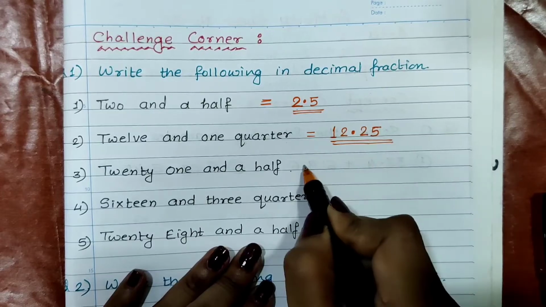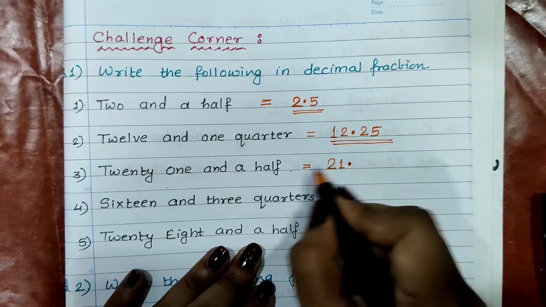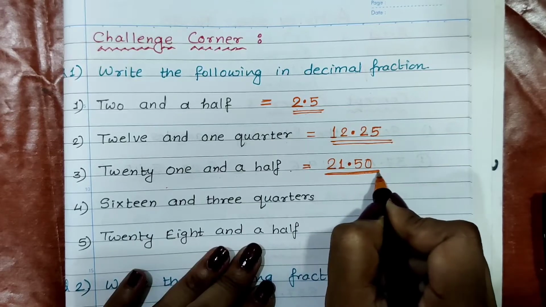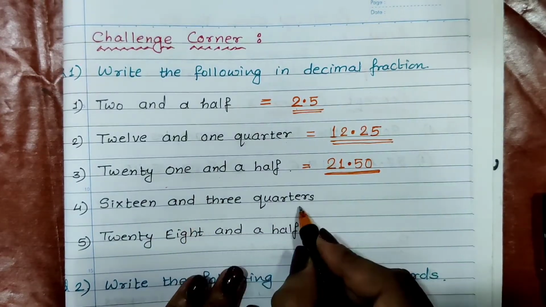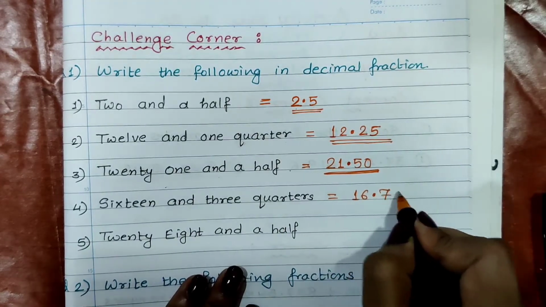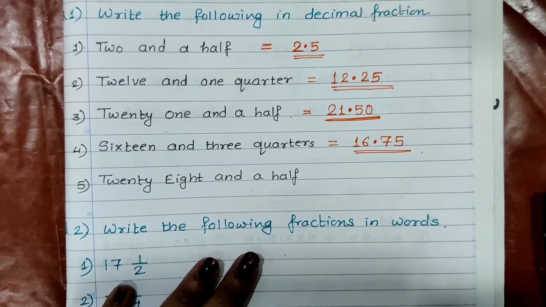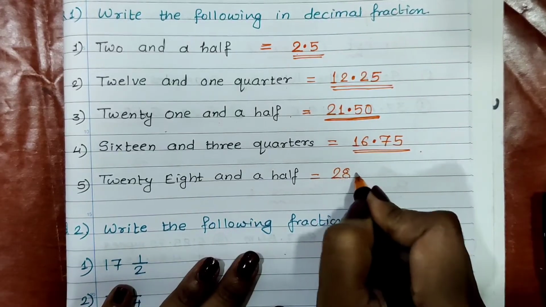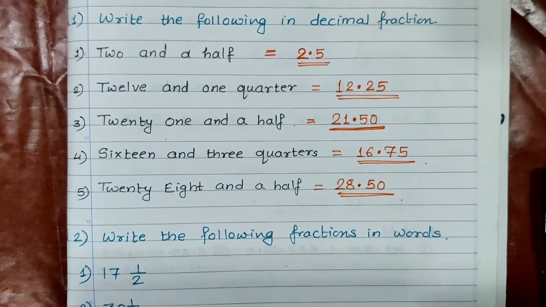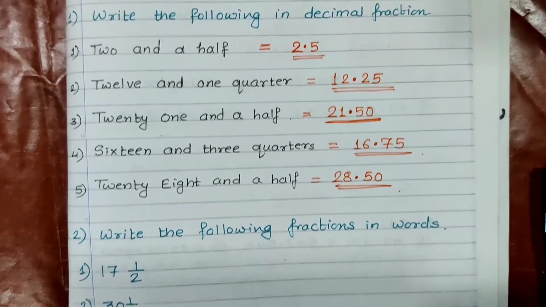Okay. Now next is 21 and a half. That means 21 point. Half means 5 or 50. You can write anything. So 21.50. Next, 16 and 3 quarters. That means 16 point, and 3 quarters means what? 0.75. Then 28 and a half. Half means 5 or 50. So in this way you can complete the first question from challenge corner. Now let us see the second question.